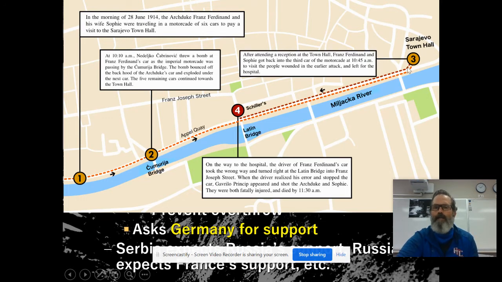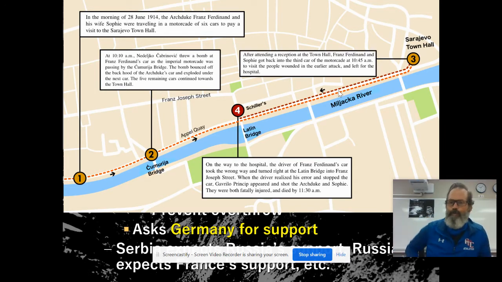So he goes all the way down to the town hall. He conducts his meeting, and then he decides, some people were hurt in that bomb attack. Let's go to the hospital and let's visit them before we depart town. So that's where they go. They're going to the hospital, and on the way, the Archduke's driver takes a wrong turn.